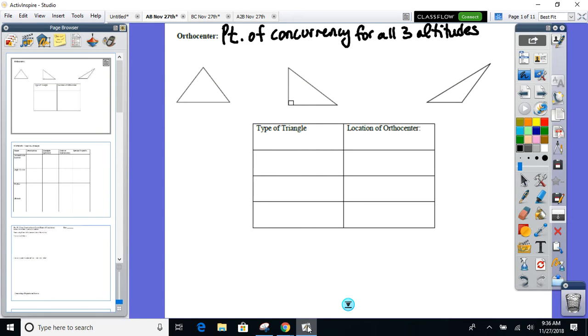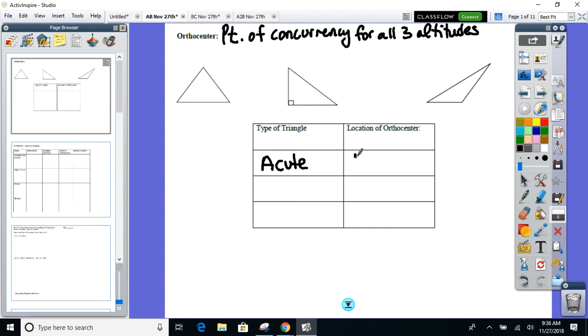Okay, we talked about the fourth and final point of concurrency, and that's called the orthocenter. Orthocenter, the altitudes intersect. All right, there is no fancy fact you have to remember. Congratulations, no fancy fact. But I need you to know where it's located, though. All right, where to find the orthocenter on a triangle. We talked about this at the end of class.